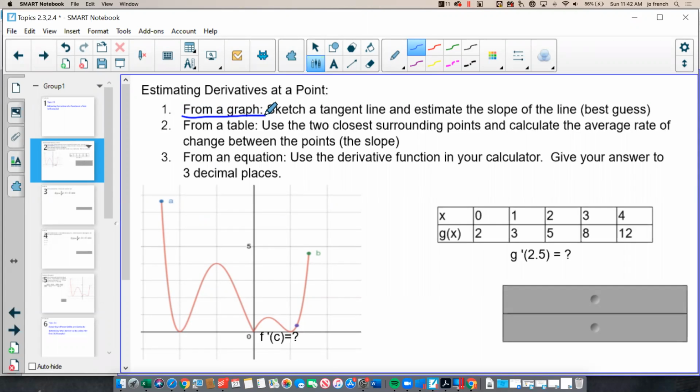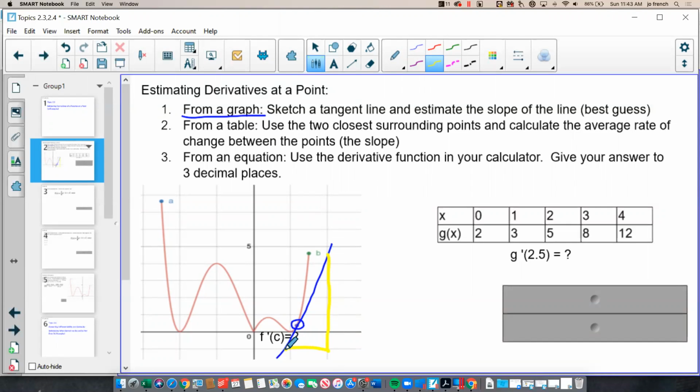Here we have an example, this graph, and we've got this point, this purple dot here, we'll call C, and we want to know the derivative here. So I'm going to sketch a tangent line that seems to simulate what the curve is doing at that point. Once I've sketched that line, then I can calculate a rise over run. So I'll figure out how much I rose over how much I ran.